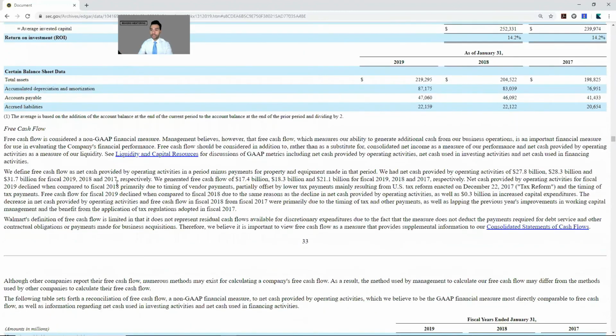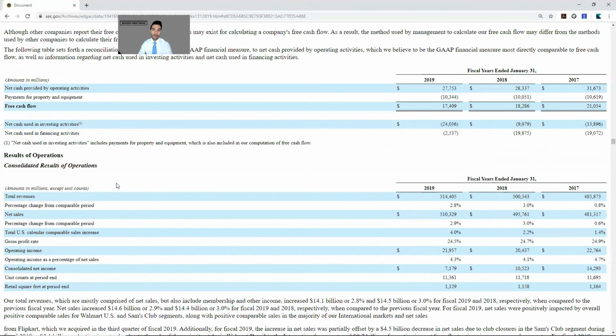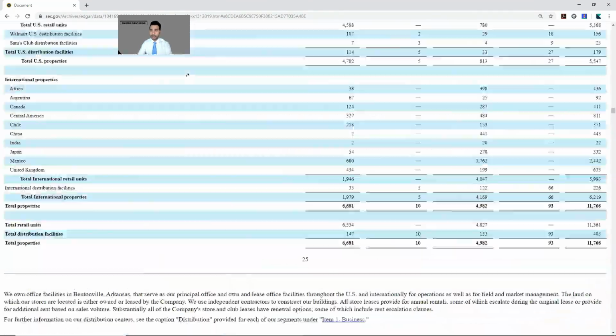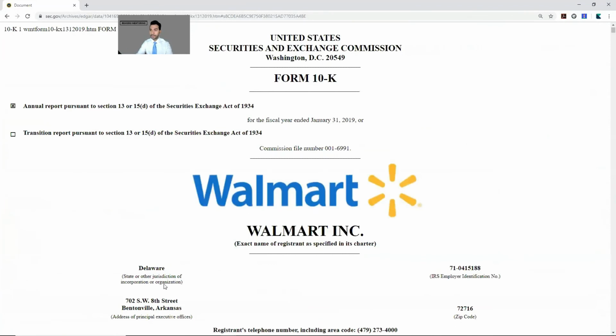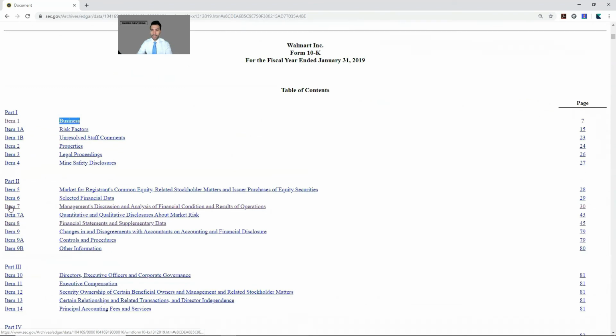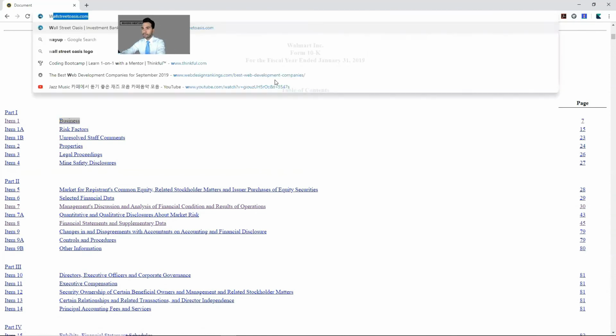So I really touched on the most important parts of an SEC filing, especially the 10K. It's these parts right here. Let me go back up to the top, which is part number 1, the business. Part number 7, management discussion and analysis. And part number 8, because it gives you an overview of all the financial statements. Now, let's also pull up the company website. So let's go to Walmart.com.